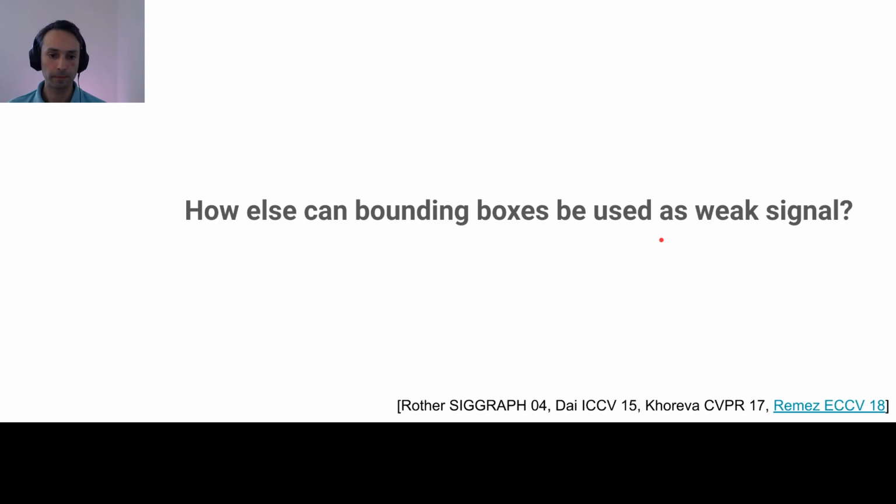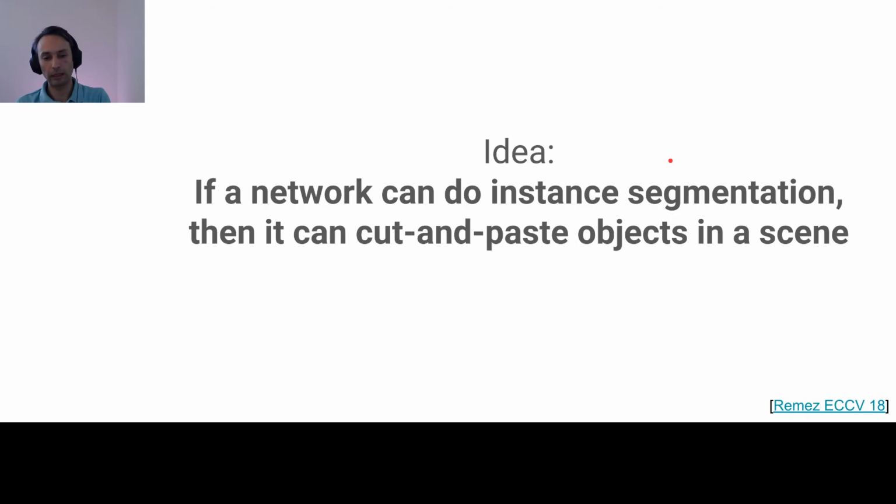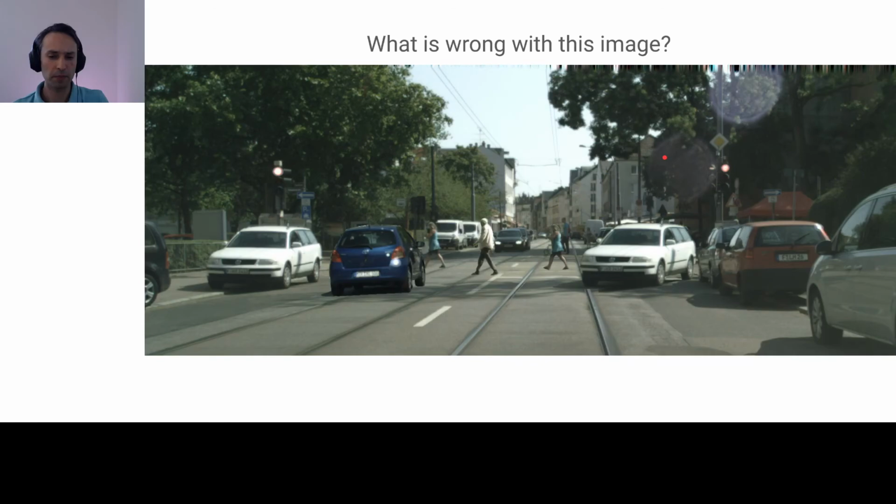So the idea of this ECCV 18 work that I want to present now is an example of a more sophisticated approach, and it's a technique that I think is somewhat elegant. And the idea is that, well, if you can do instance segmentation, that means that you can segment out an object and paste it in a different area of the scene. So if you observe this image for a few seconds, you might notice there are a few things that are weird in this image.